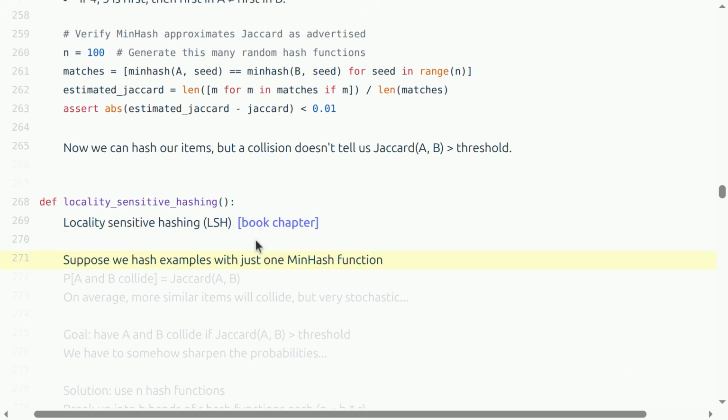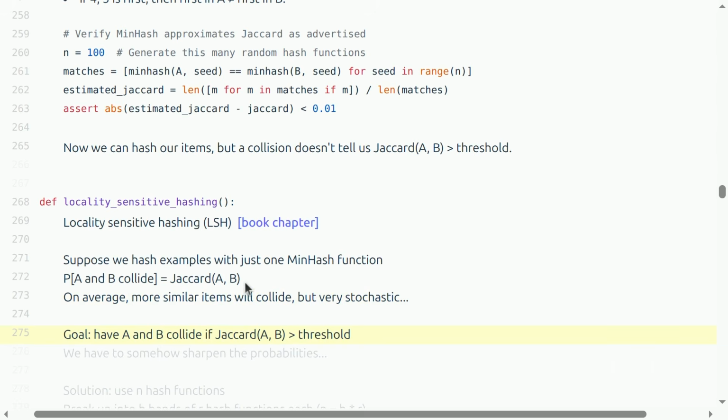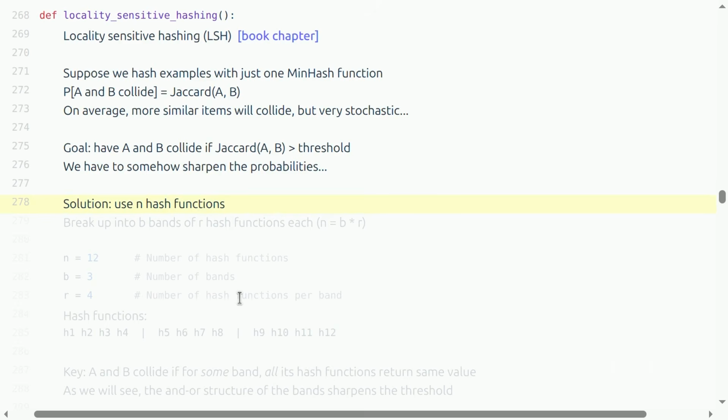So the idea here is that we have A and B colliding with probability equal to Jaccard. It is true that more similar items will collide more often, but it's very stochastic. The variance is quite large here. So our goal is to have A and B collide if the Jaccard is greater than some threshold. So we have to sharpen these probabilities somehow. The probability can't just be literally equal to the Jaccard. So the solution is to use more hash functions, and these hash functions are going to be independent.